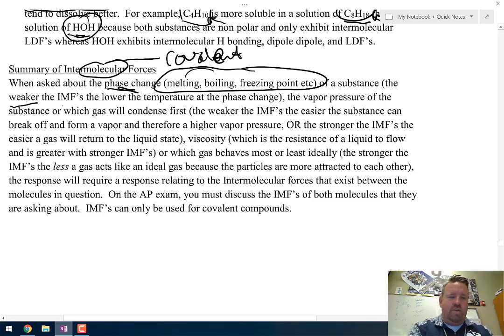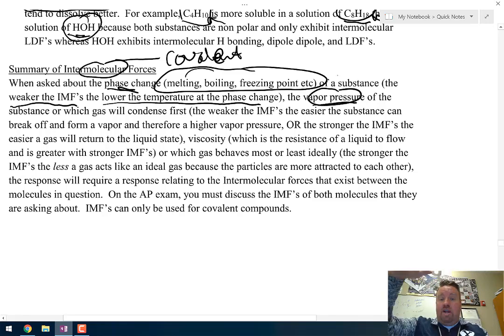The weaker the intermolecular forces, the lower the temperature at the phase change. Okay, what about the vapor pressure? Which of these substances would you expect to have the greatest vapor pressure or the weakest vapor pressure? Vapor pressure is the gas above a liquid. So the one with the greatest vapor pressure is the one with the weakest intermolecular forces because it turns into a gas easier. The one with the lowest vapor pressure is the one with the strongest intermolecular forces.